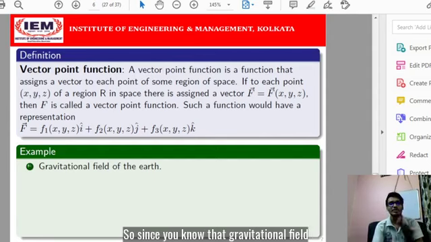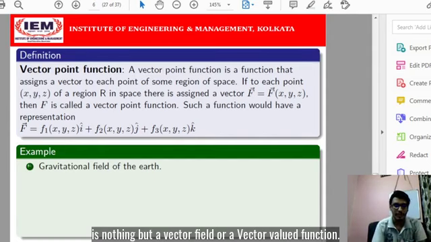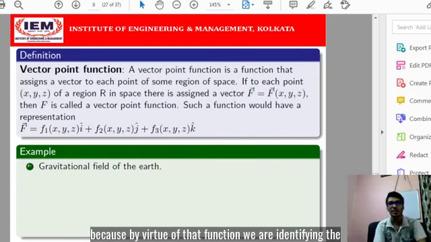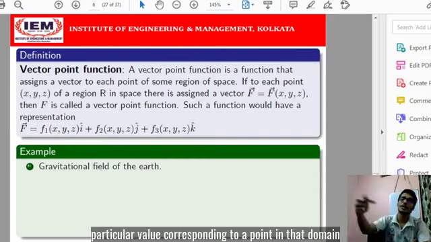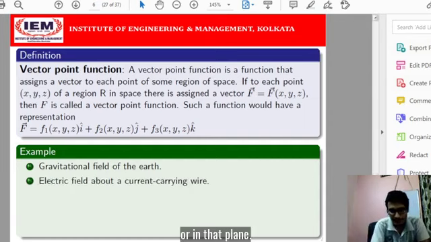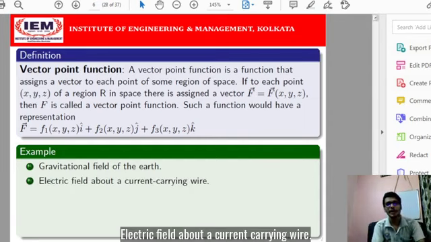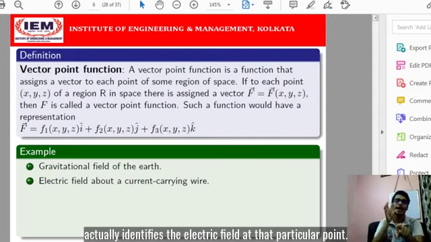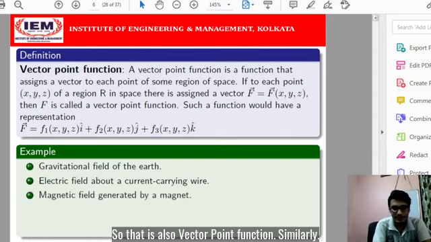Since you know that the gravitational field is nothing but a vector field or vector valued function, it is considered a vector point function, because by virtue of that function we are identifying the particular value corresponding to a point in that domain or plane. Next, the electric field about a current carrying wire. If I consider a wire, then at any point of that wire we can define a function that identifies the electric field at that particular point. So that is also a vector point function.